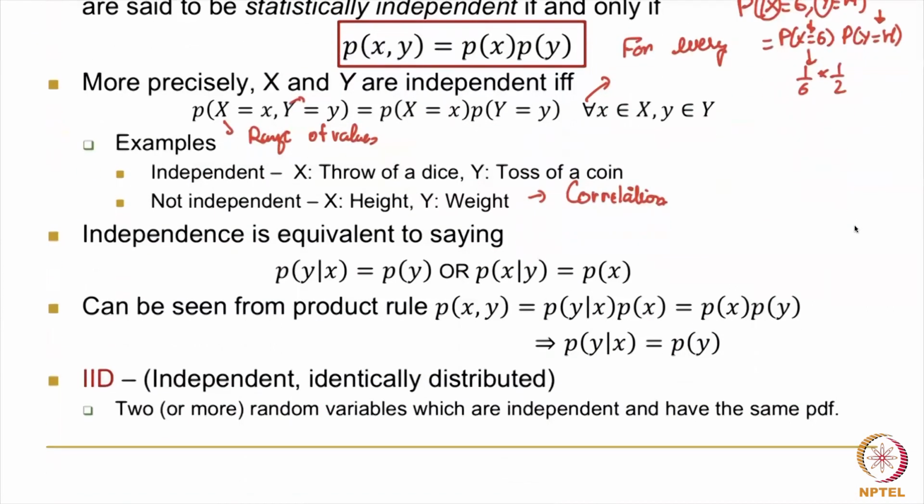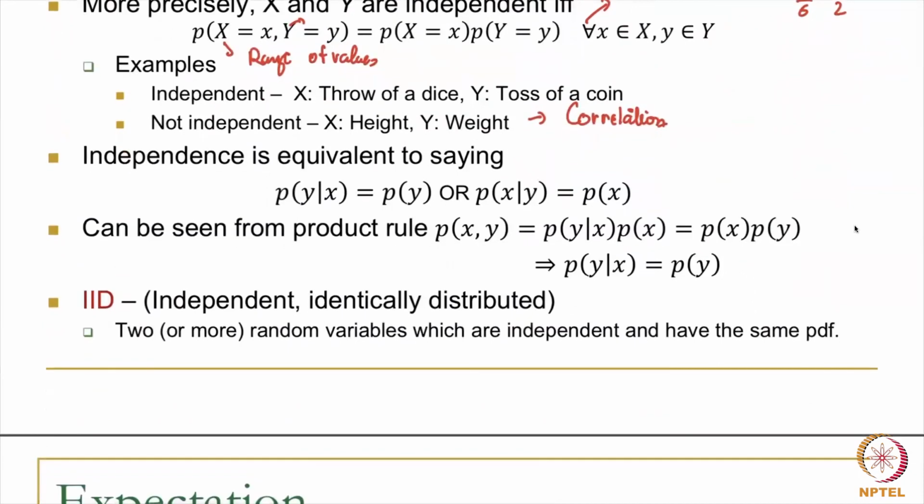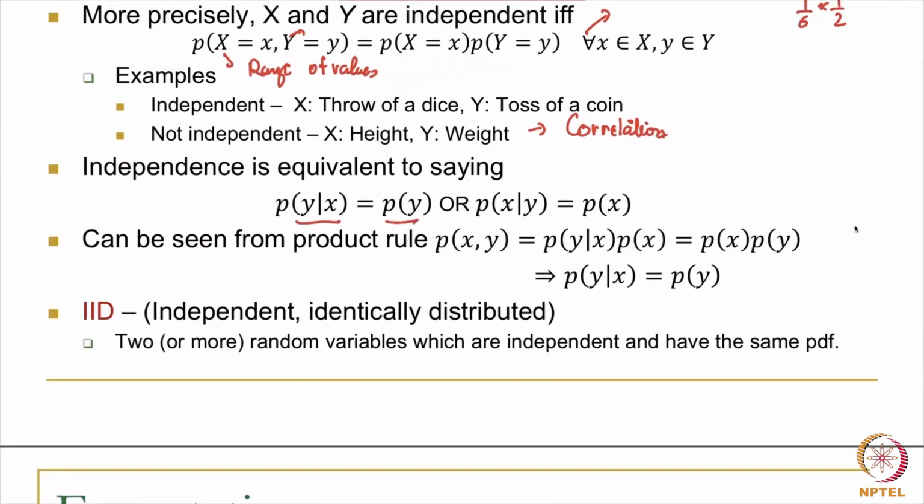Now, independence, as is more obviously seen, is the equivalent of saying P of y given x is the same as P of y, or that P of x given y is P of x. For example, what is the probability that I will throw a dice given that I tossed the coin and got a heads? Why should it depend at all on the tossing of a coin? It doesn't. So P of x given y is the same as P of x. And similarly, P of y given x is the same as P of y. X has no effect whatsoever on it.